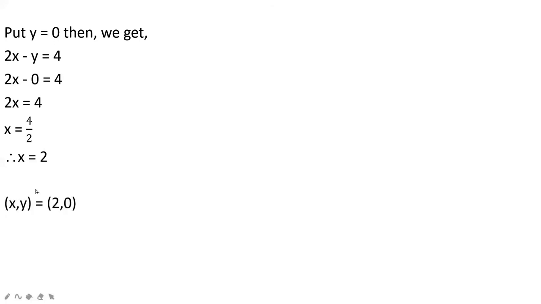Here we are taking y as 0. So we substitute y as 0, and we get 2x equals 4. So our x is 4 by 2, that is 2. So at y equals 0, x is 2. So we get x comma y as 2 comma 0.